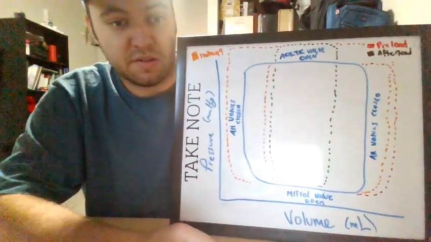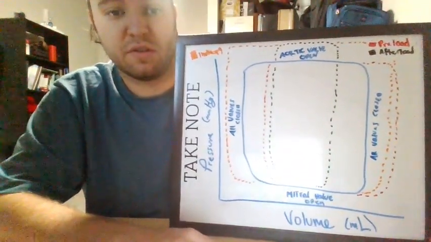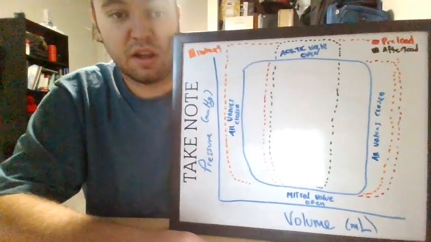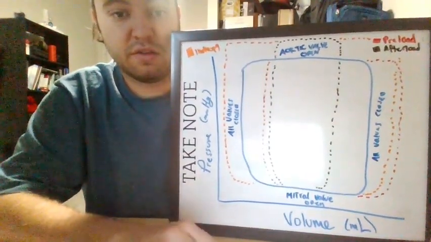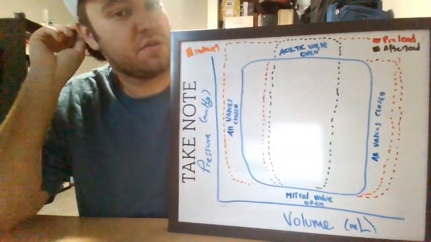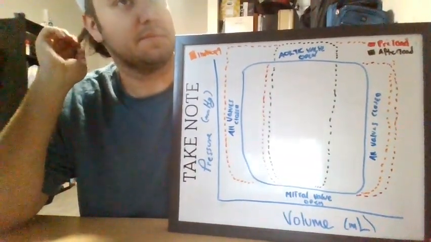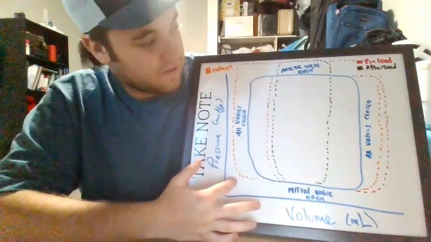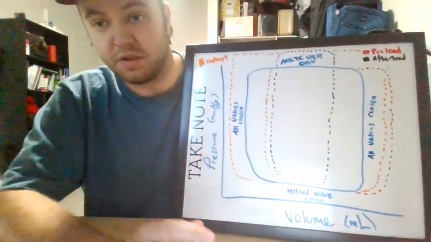And then inotropy is the heart's contractility. An increase in inotropy makes the heart eject more forcefully, so the loop becomes wider and taller. So I have it as both, it's just a bigger loop in general.